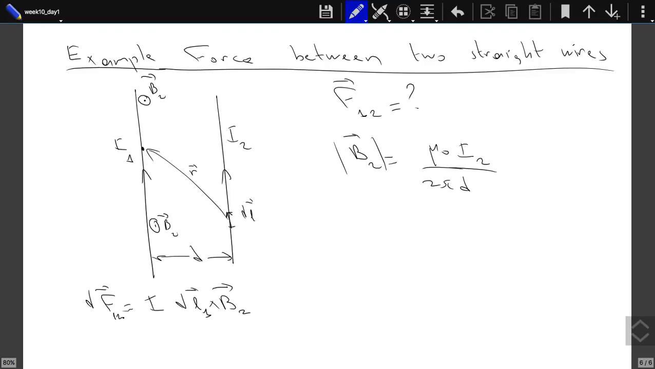No, I mean the definition of the dl vector is that it is tangent to the wire and it is in the direction of the current. That is how we define these dl's.